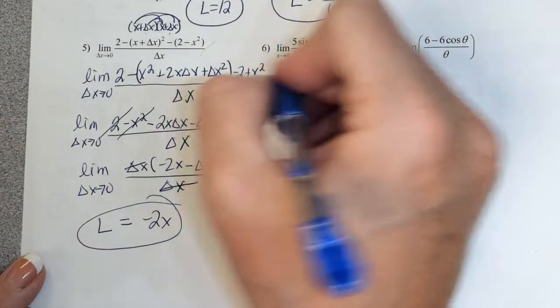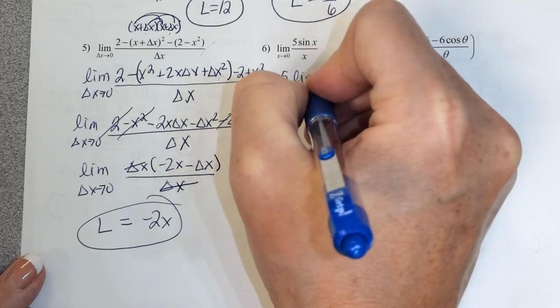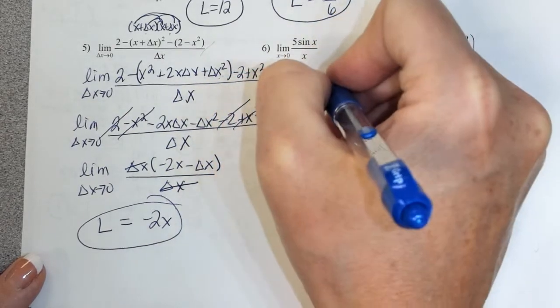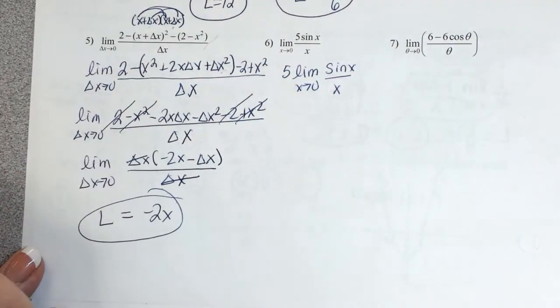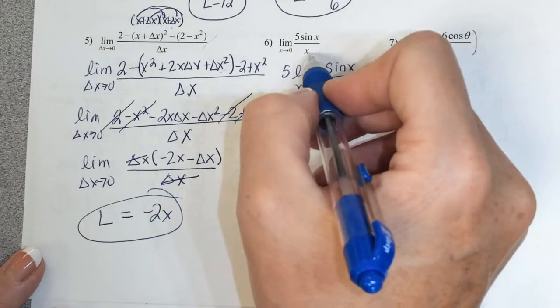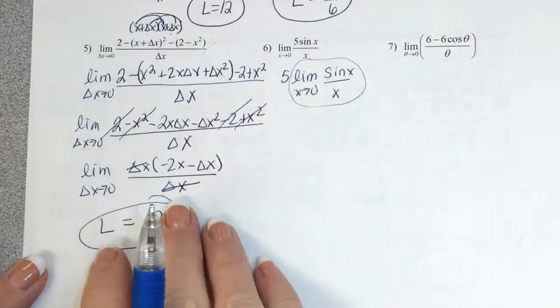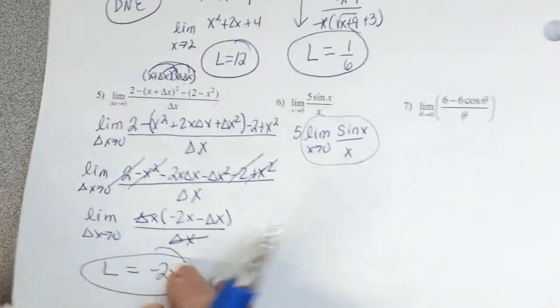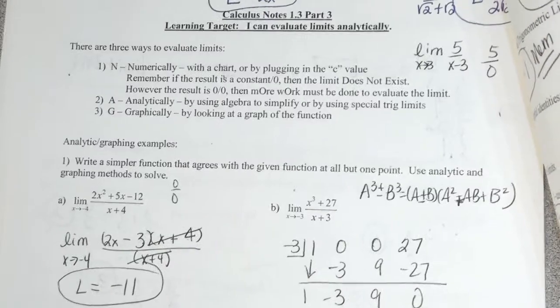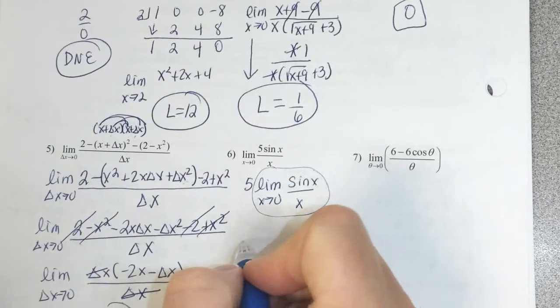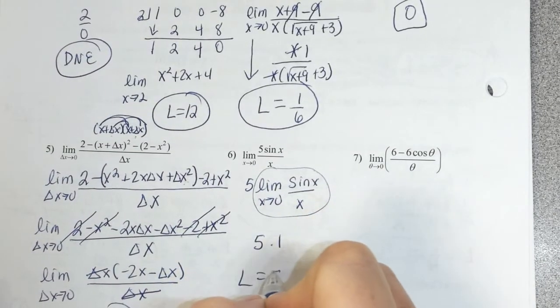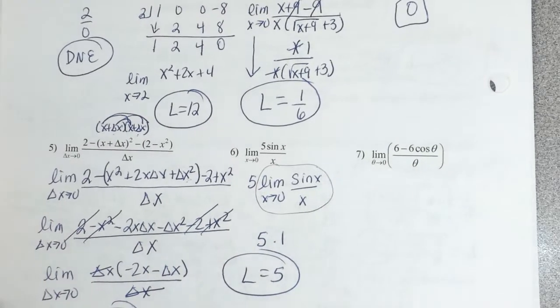We should pull the 5 out in front. You can always do that with constants. Constants are numbers. You cannot pull out variables. This is one of those special limits that I told you had to memorize. If you go back and look through your notes, do you know it? 1. So this is just 1, so it's going to be 5 times 1, so our limit is 5. Easy enough.